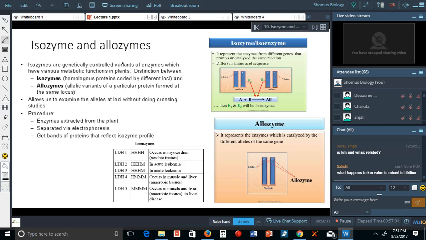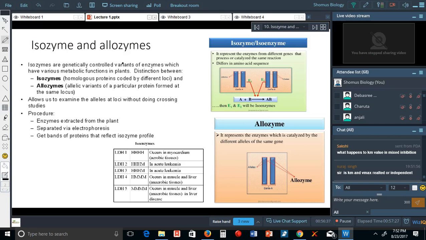Now let's look at the idea of isozyme and allozyme. As we're talking about enzymes, isozymes are genetically controlled variants of enzymes which have various metabolic functions when they express themselves in different regions of the cell. It's not only common in plants, it's common in animals and plants both.